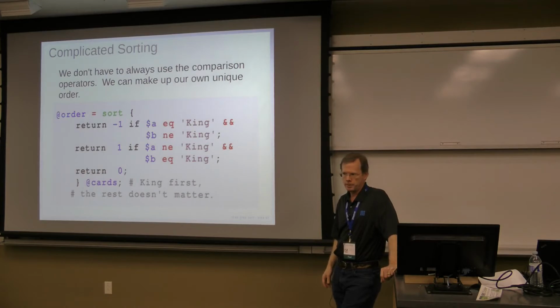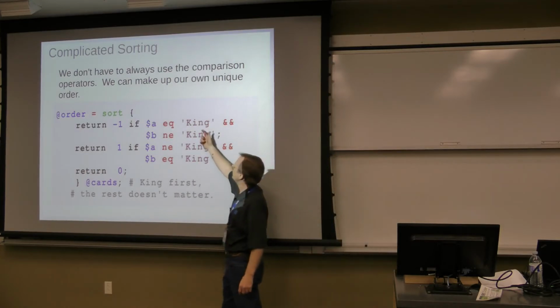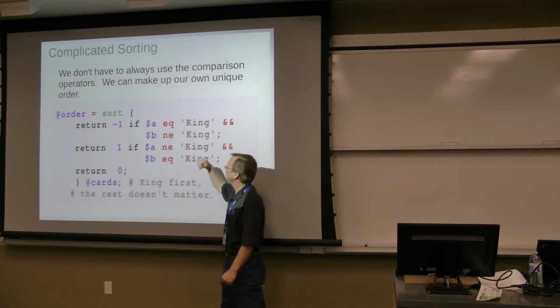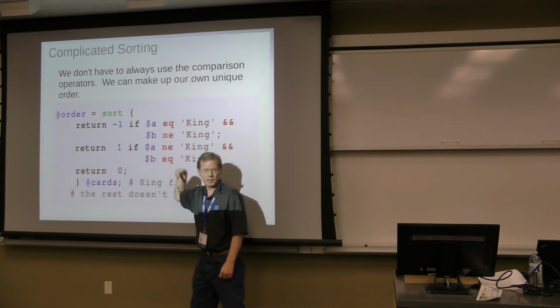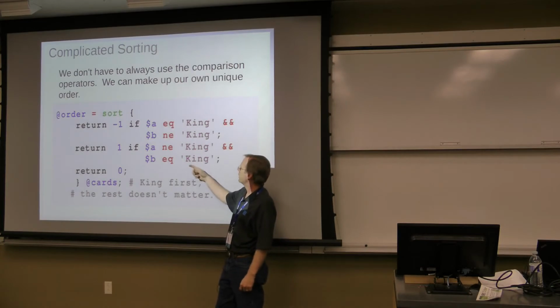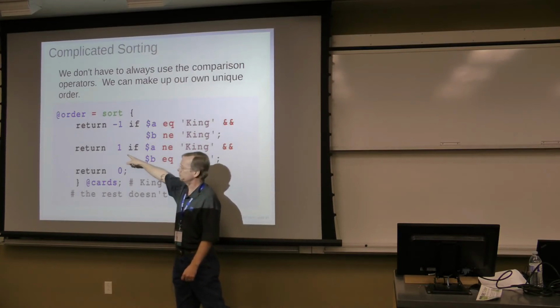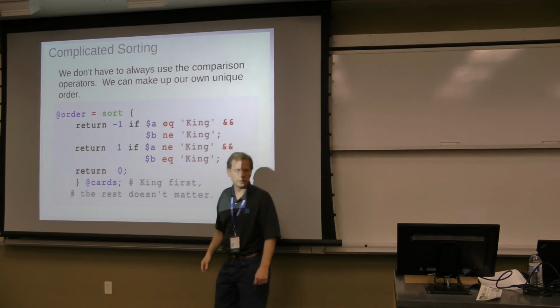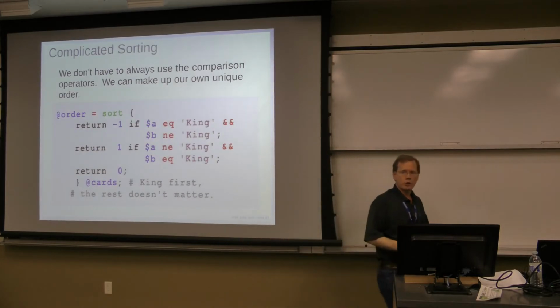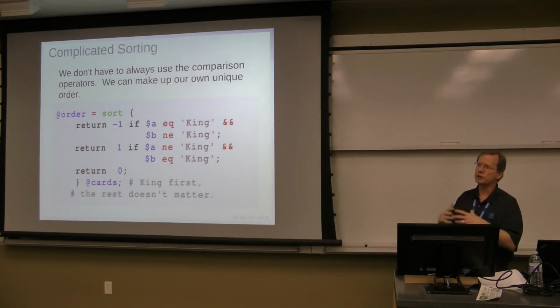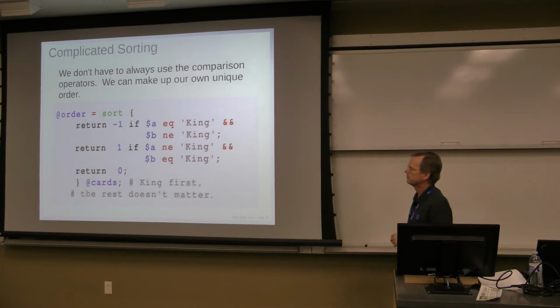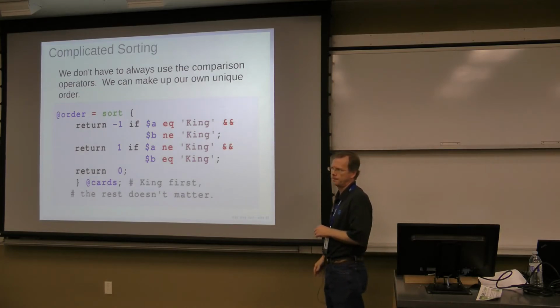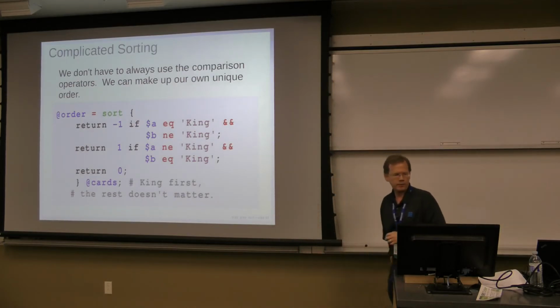You don't have to use the comparison operators. So if A is equal to king and B is not equal to king, then they're in order, because A is a king. But if A is not a king and B is a king, then they're out of order. We have to return a 1, otherwise we return a 0. At the returning 0, we could have gone to another step and compared the rest of them. So we could have stuck a compare in there, but I want to just say we don't care about the rest. So this actually could be a very useful thing.